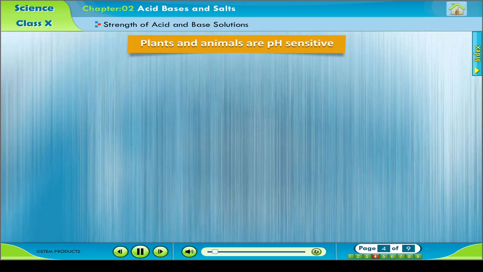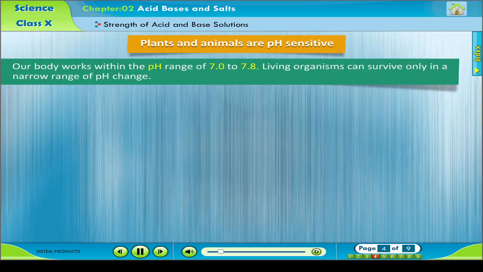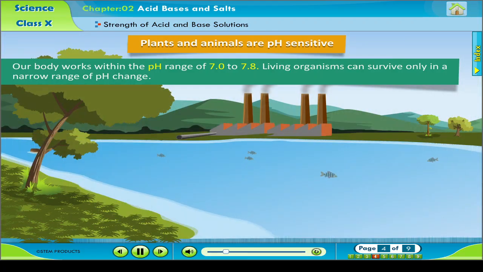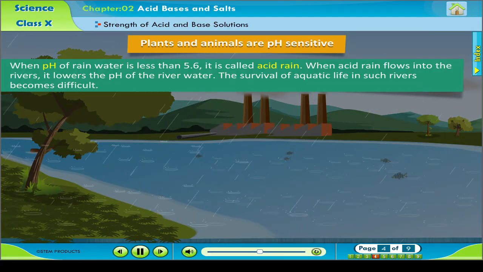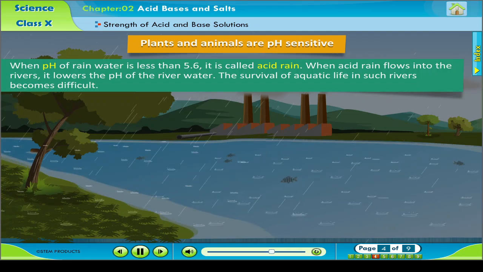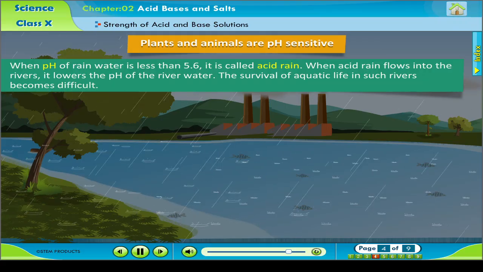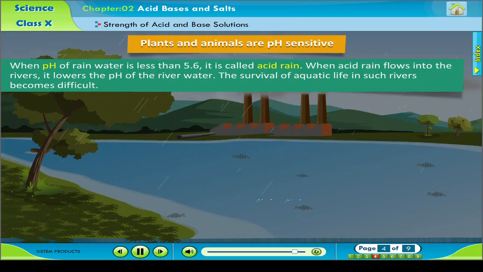Plants and animals are pH sensitive. Our body works within the pH range of 7 to 7.8. Living organisms can survive only in a narrow range of pH change. When pH of rainwater is less than 5.6, it is called acid rain. When acid rain flows into the rivers, it lowers the pH of the river water. The survival of aquatic life in such rivers becomes difficult.